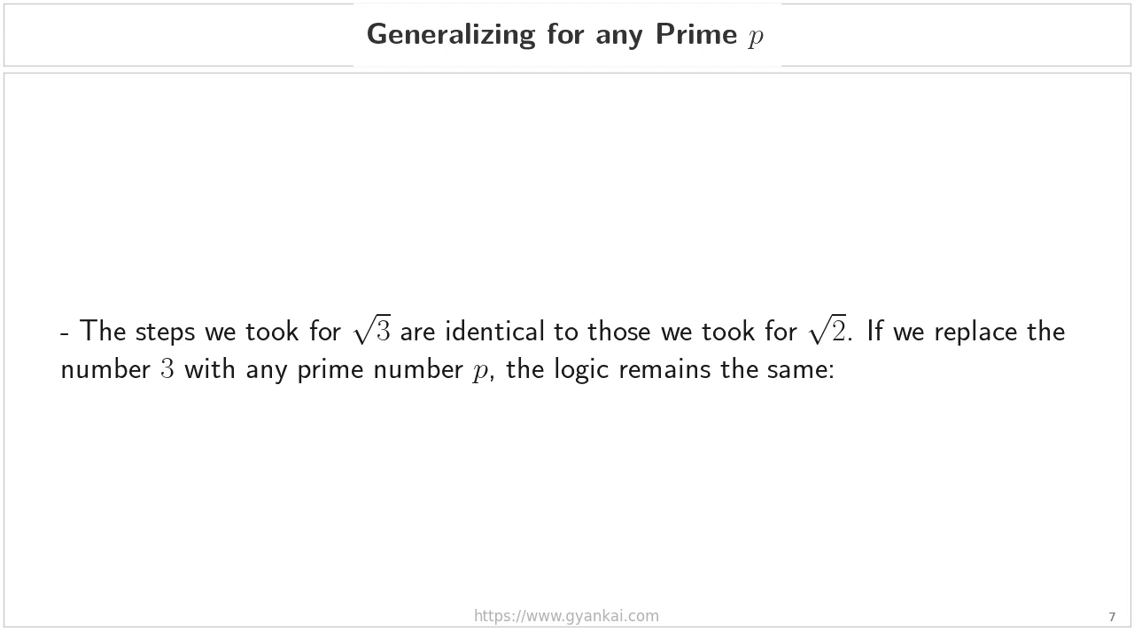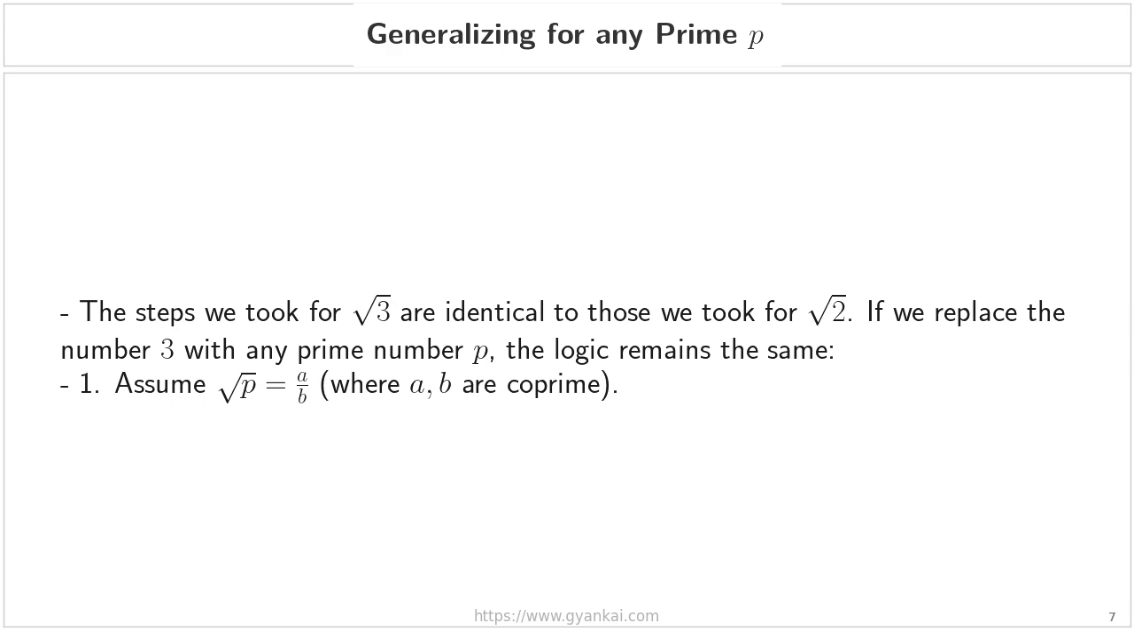Generalizing for any prime p. Now that we have successfully navigated the specific case of the square root of 3, you might notice something very interesting. If you look back at our work with the square root of 2, the logical flow was almost identical. This brings us to a much more powerful realization. We can generalize this entire process. If we replace the number 3 with any prime number, which we will call p, the logic remains exactly the same. Let's walk through this generalized template together.